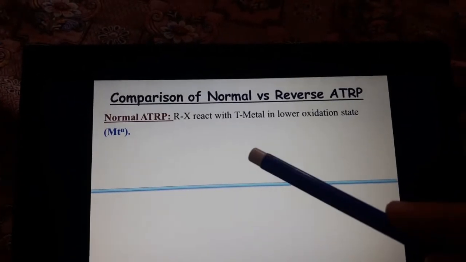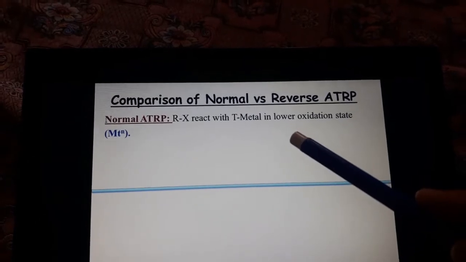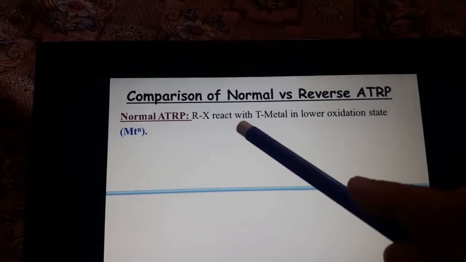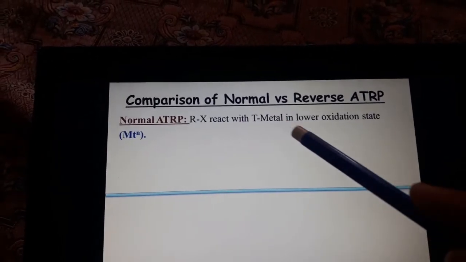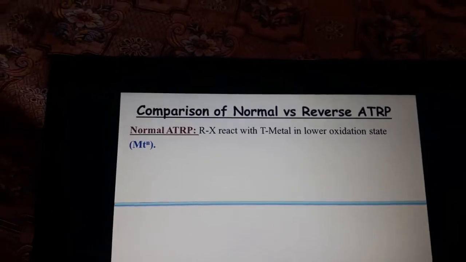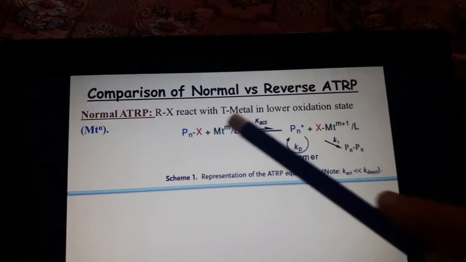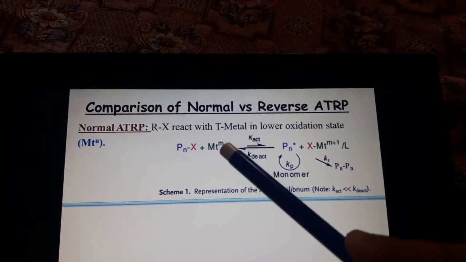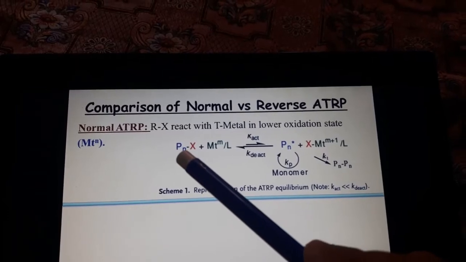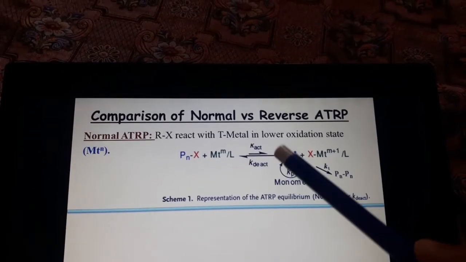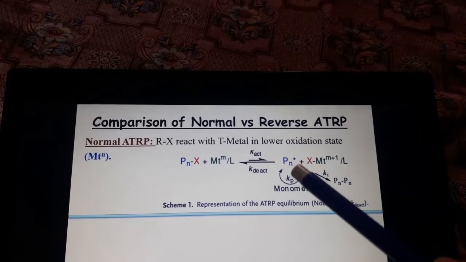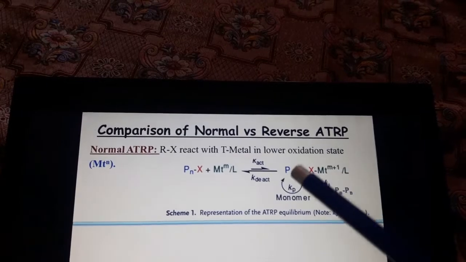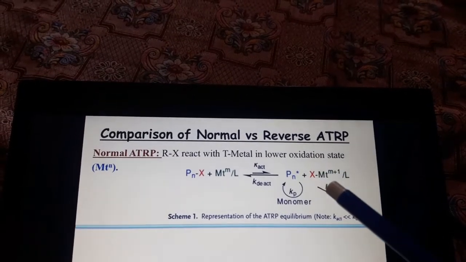Now, just comparing the normal and reverse ATRP. We already talked about normal ATRP, in which an alkyl halide initiator reacts with the transition metal in lower oxidation state. This is the normal ATRP, in which the transition metal complex in lower oxidation state reacts with the initiator, and it initiates the polymerization by producing a free radical initiator, which reacts with the monomer and makes a propagated chain, and the metal is converted to higher oxidation state.